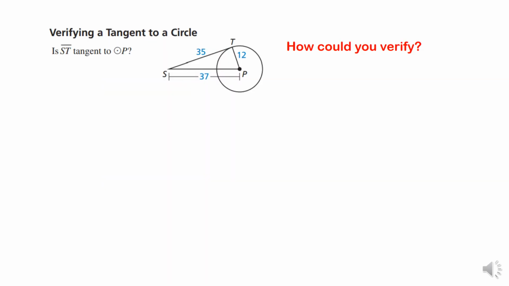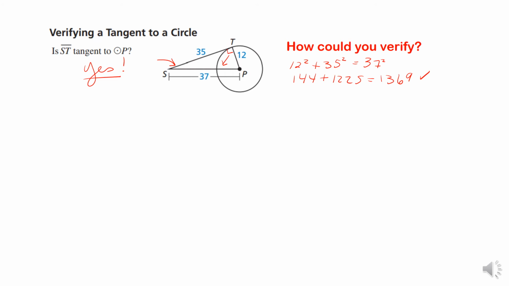Okay, so verifying a tangent to a circle. Is ST, that's this line here, tangent to circle P? So how do we prove that? Well, we know that if it's tangent, this will be a right angle. So we would do the Pythagorean theorem. So 12 squared plus 35 squared, make sure you know which one is your hypotenuse, equals 37 squared. And then we check 144 plus 1225 equals 1369, and it checks out, so the answer is yes.